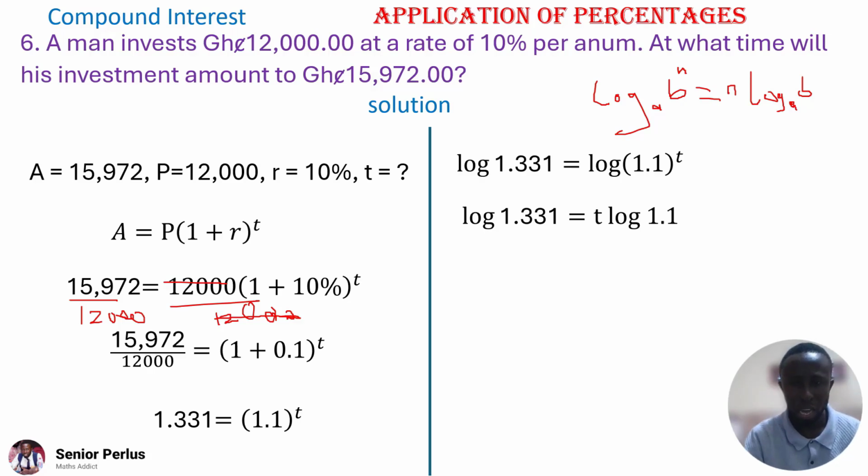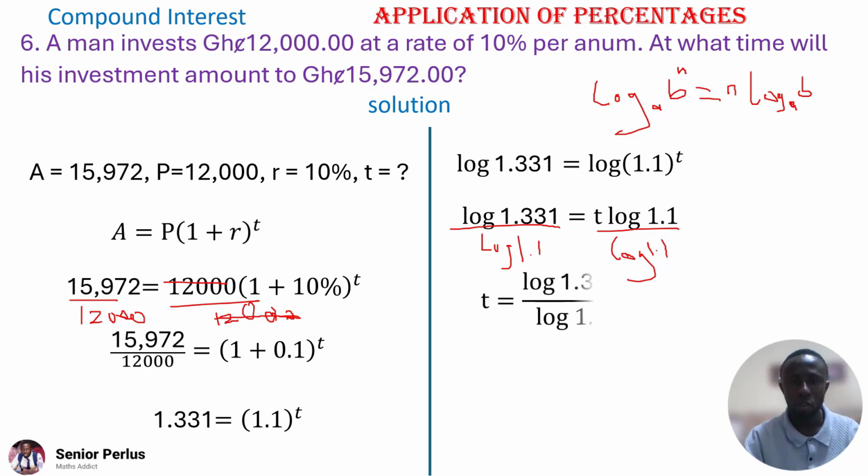Now since I'm finding t, we divide both sides by log of 1.1. Okay, 1.1, very simple. Therefore this will cancel, and your t is equal to this. You have t as 3 years. That's a very simple question. 3 years.